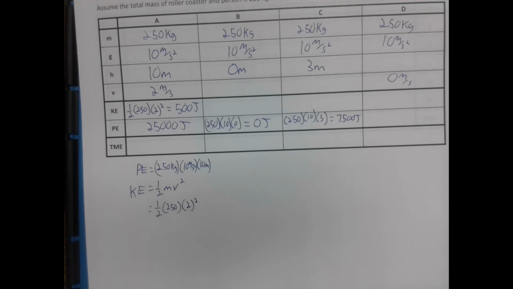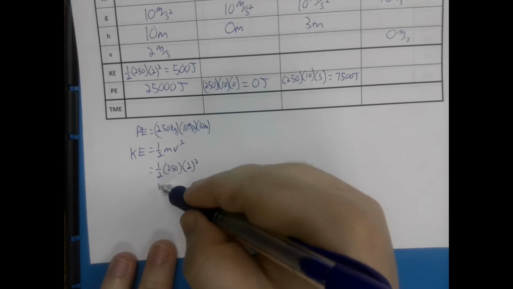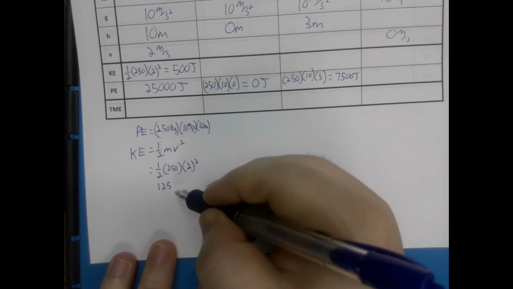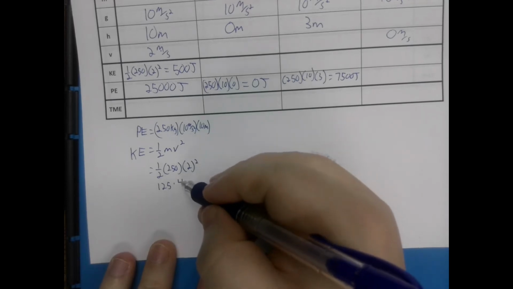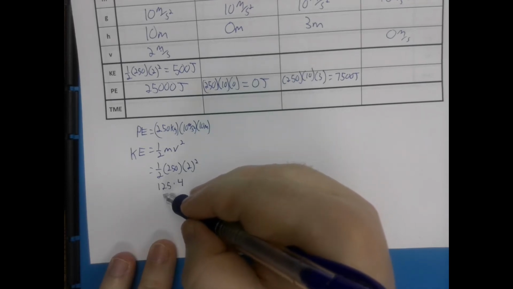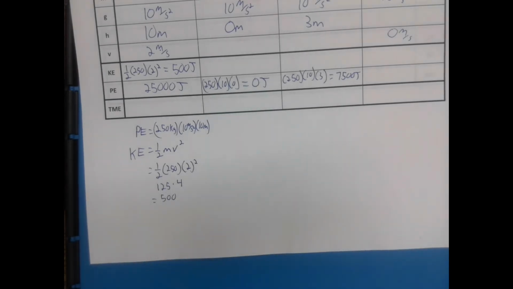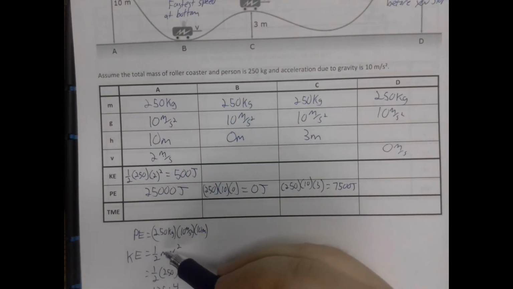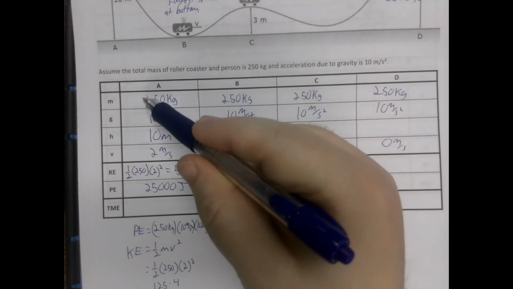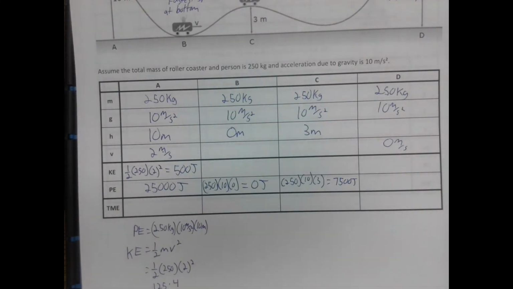That's what you do. You take 1/2. So a half of 250 is 125. 2 squared is 4. 4 times 125 is 500. So again, it's 1/2 times mass times velocity squared.